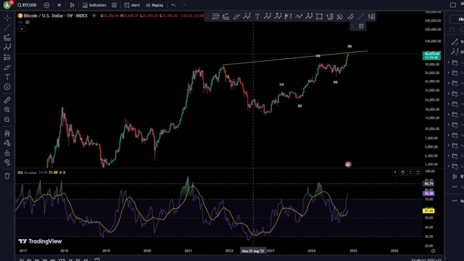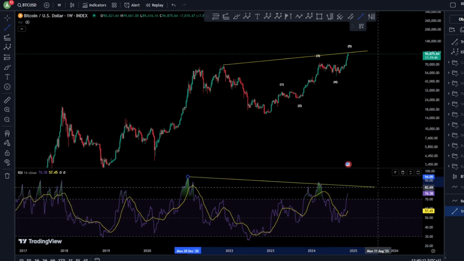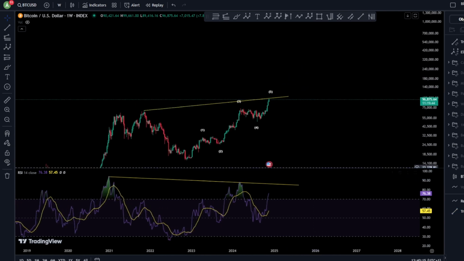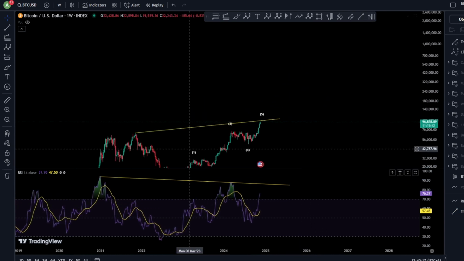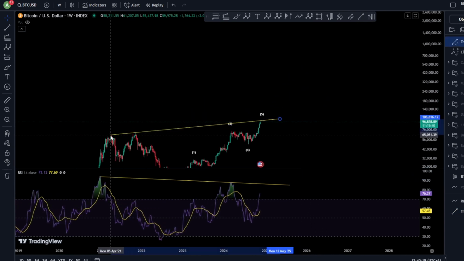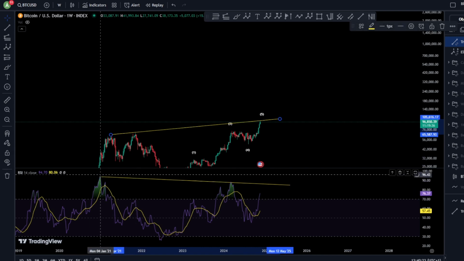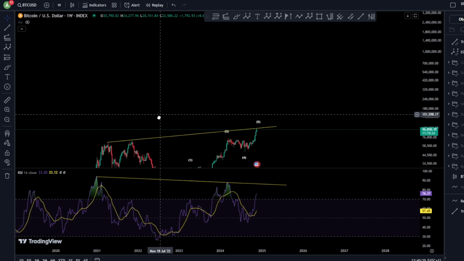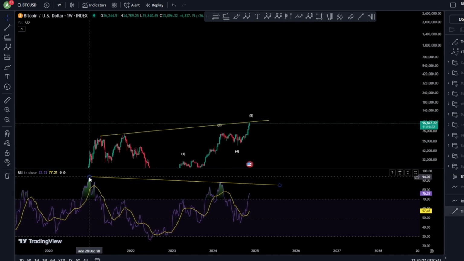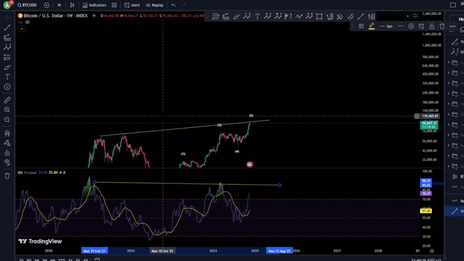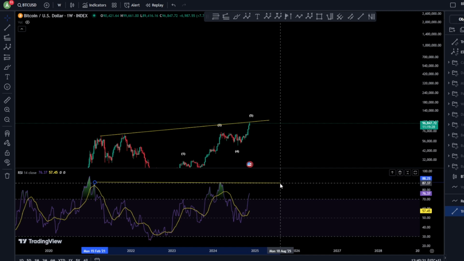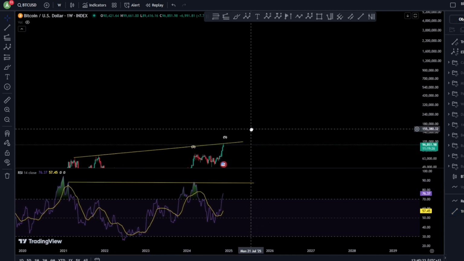From the last cycle on the RSI, we got this: a divergence, of course, if we take this one here to here. If we have a divergence between the RSI, of course we need to be careful with it. We need to check that.